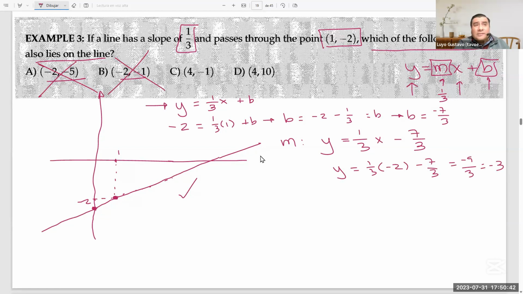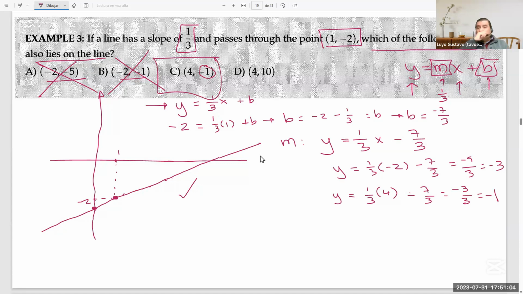So now try C. If you say y equals 1/3 times 4 minus 7/3, what happens with this? 4 minus 7 is -3/3, that is -1. So there is a match with this value. The correct answer is C. Okay, that's it. So it's important to determine first the equation of the line before you can evaluate which points belong or not. Let's try the next example.